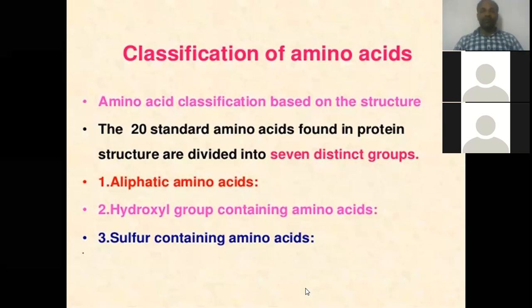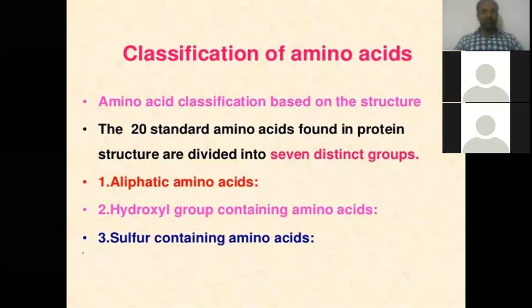The first head is the classification of amino acids on the basis of their structure. The second head is the classification on the basis of nutritional value. And the third one is the classification on the basis of their polarity. With the help of these three main groups or categories, we can classify amino acids. In the first category, amino acids are classified on the basis of their structure. It is divided into 7 different groups.